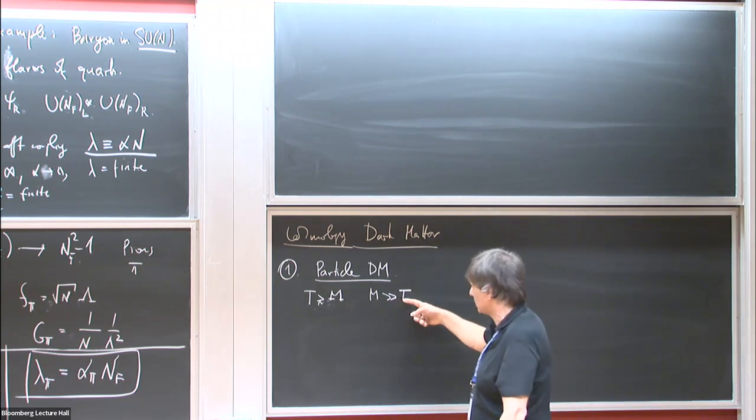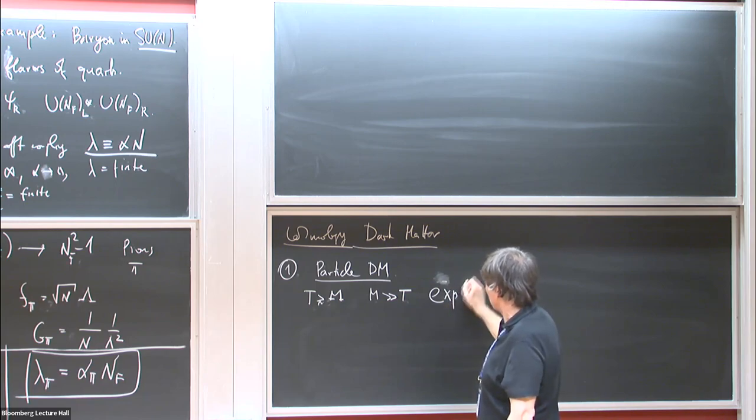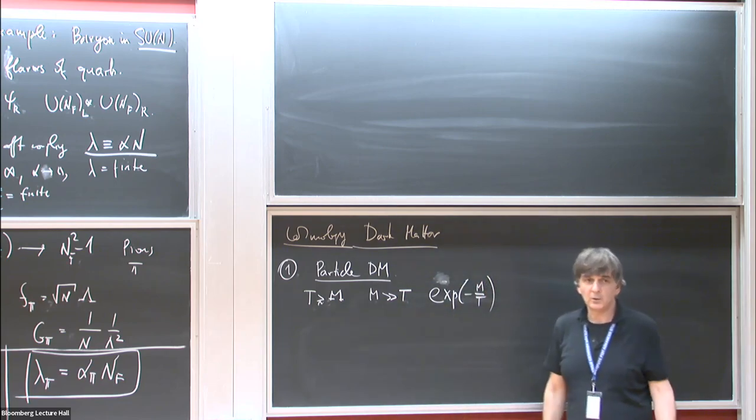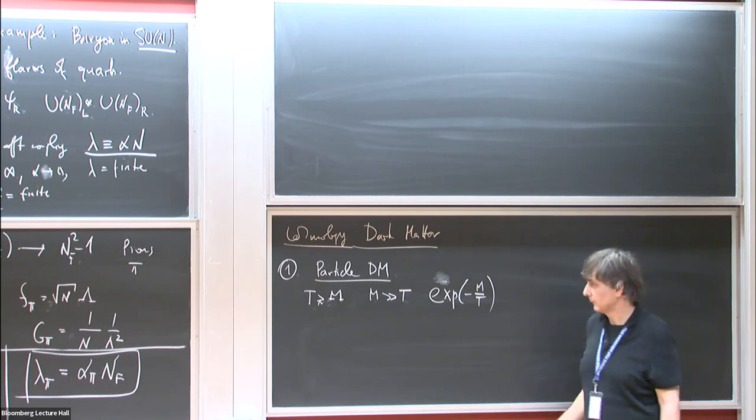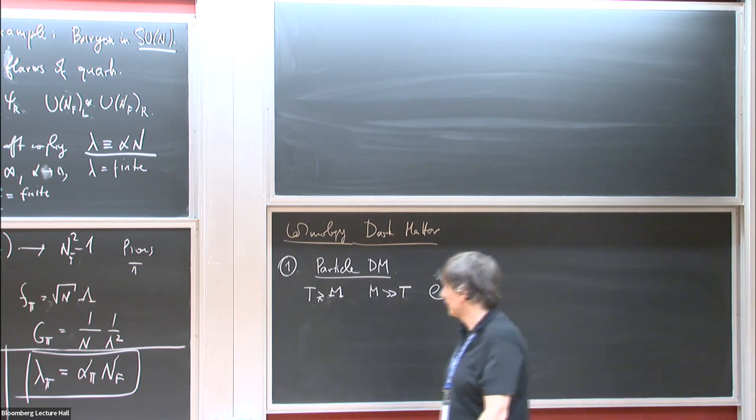On the other hand, if mass is much larger than the temperature, this puts a limitation on the production of dark matter particle, because then we have Boltzmann suppression, an exponent minus m over T. And so particles cannot really be produced at temperatures much lower than their mass.